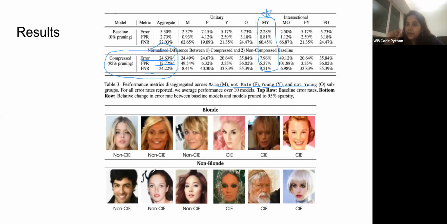Now, let us dig a little deeper into the false positive rate, which is very interesting to us again. Let us only understand how the false positive rate was done. Over here, we are looking at the false positive rate. The false positive rate for the aggregate was 12.72%, as we noticed from before. Now let us look at male. For male, it is 49.54%. So 12.72, but how is it segregated between different classes? For male, it is 49.54, but for female, it's only 6.32. What does it mean?